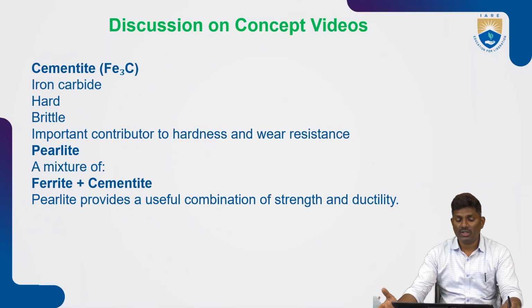And if you see cementite also, it is a high carbon content phase, hard and brittle in nature, an important contributor to hardness and wear resistance. And further, pearlite is a mixture of ferrite plus cementite. It provides a useful combination of strength and stability, and has good ductility.